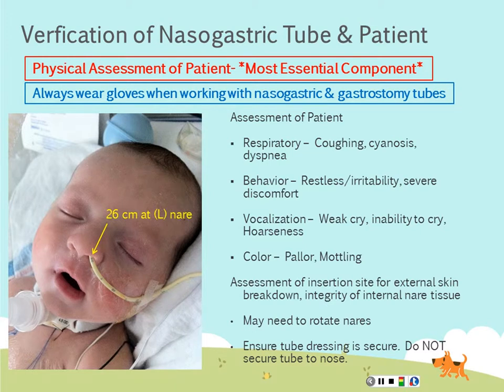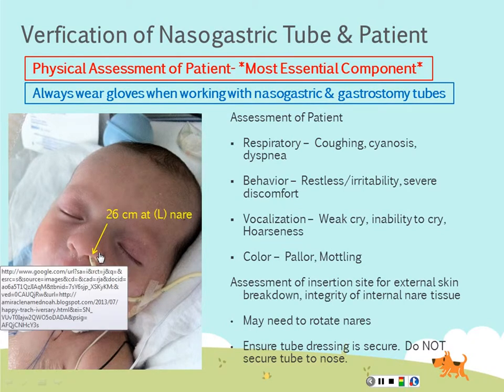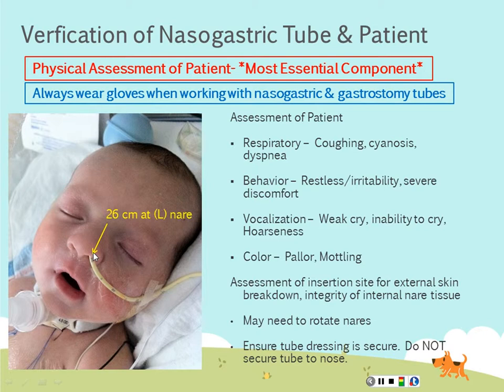So you're going to look at your patient first, and then you're going to actually look at the site itself. When you're looking at the insertion site and assessing it, you're going to look for internal skin breakdown, and then you're also going to look at the integrity of the internal naris tissue. With this child, you see right here that you're going to assess where that tube is placed at the naris, and this child has it at 26 centimeters at the left naris, and that's how it should be listed in the medical record.